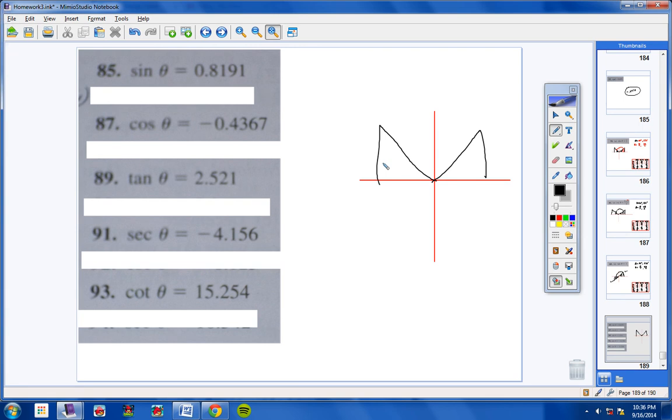So make sure you're in degrees, students. And here we go. I'm going to hit second sine of 0.8191 and hit enter. And I'm going to get 54.99 degrees. So I'm going to put 55. So right here I put 55 degrees. And then right here I put 55 degrees. Okay? And then remember, you always stop at the hypotenuse.